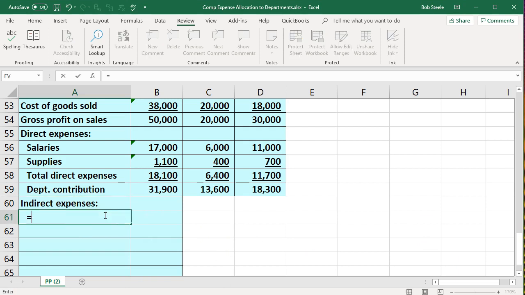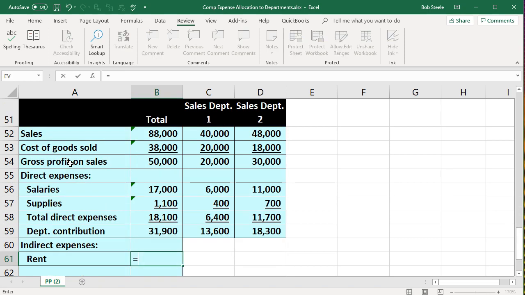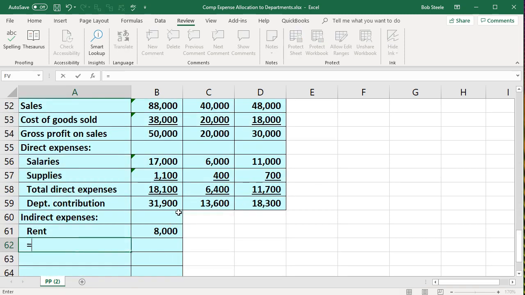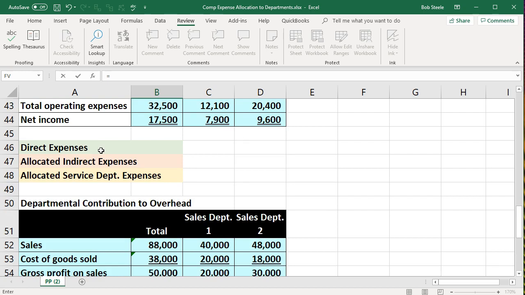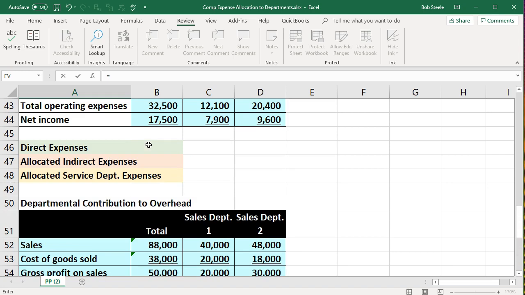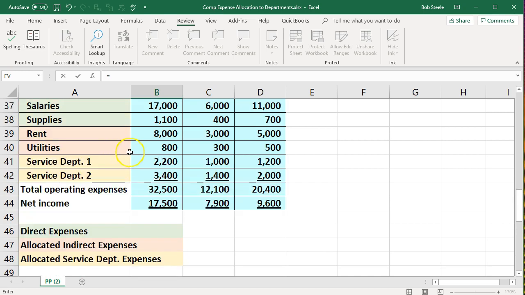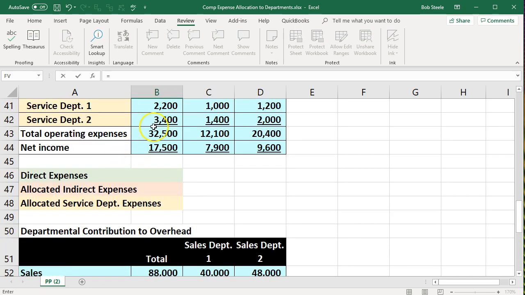And those are going to include rent. So we're going to scroll back up. The rent and tab. This is going to be equal, and we're just going to pick up the total line now, which is, of course, a bigger number. So enter. And then the utilities. Utilities, tab, and that's going to equal the total. The 800, enter. Service department 1, tab, equals the 2,200. Service department 2, tab, equals the 3,400.